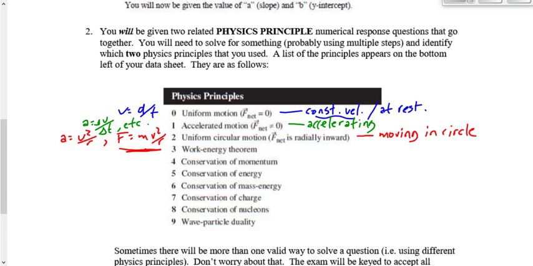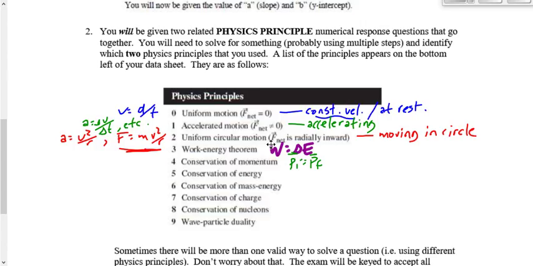Work energy theorem. In all honesty, you're probably not going to end up doing this one because this is more of a physics 20 thing, but just in case, the work energy theorem says that work is equal to the change in energy. Sometimes you'll have that set equal to F times d, force times displacement. Conservation of momentum, I'm pretty sure is pretty straightforward for us. It's just pi = pf, a collision or an explosion, right?